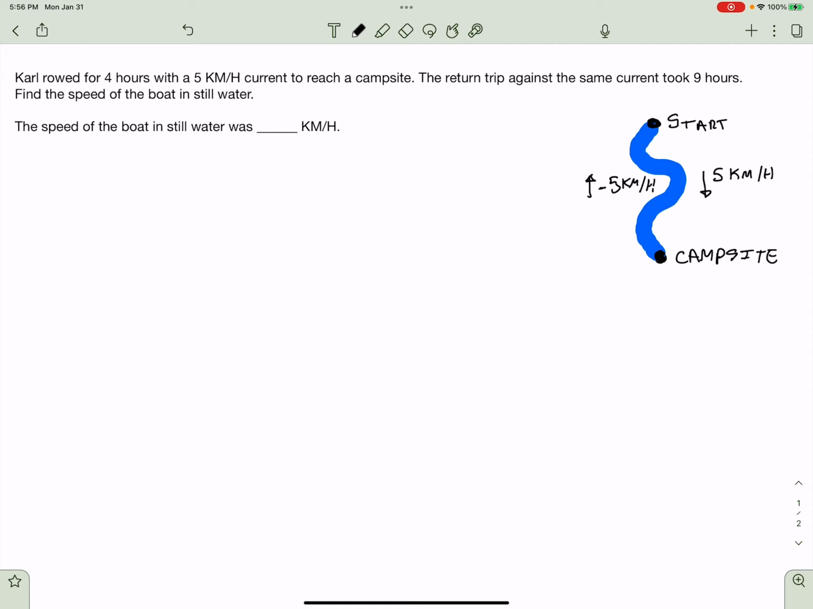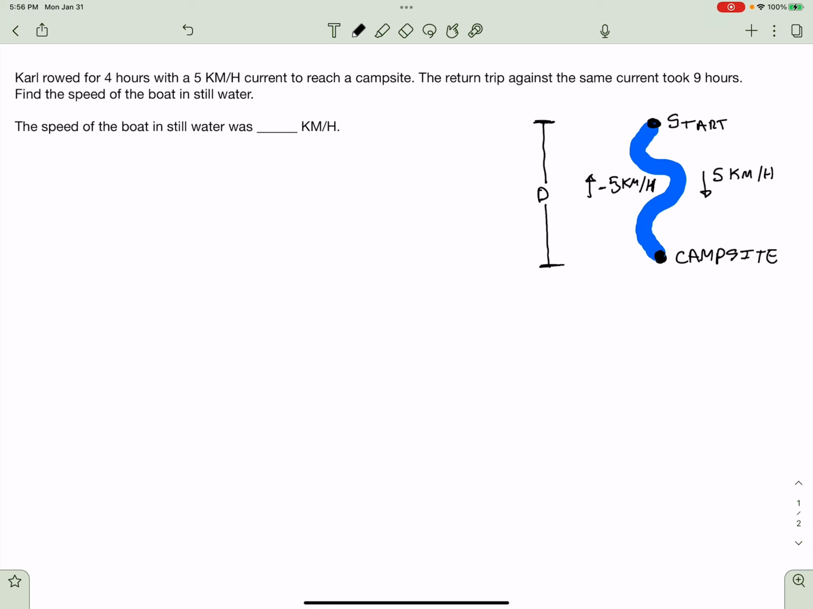What else do we know about this thing? Let's think about this. What about the distance between the start and the campsite? This overall distance between the 2 points, that's not changing, is it? If I go one way down the river and I go back up the river, that length of the river is always going to be the same. So D is a constant.